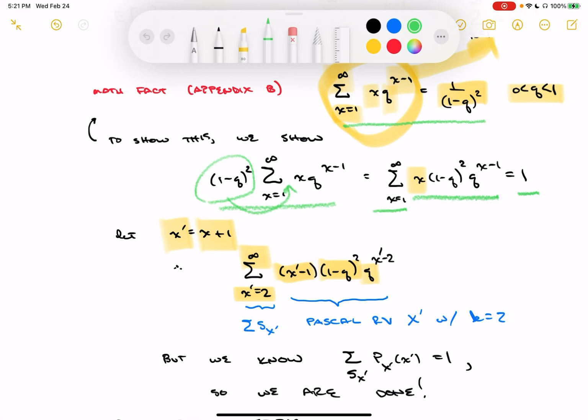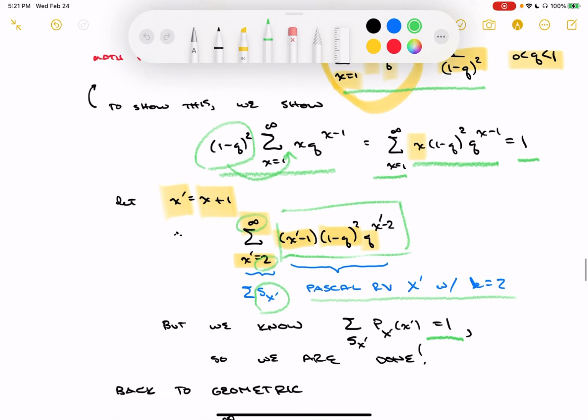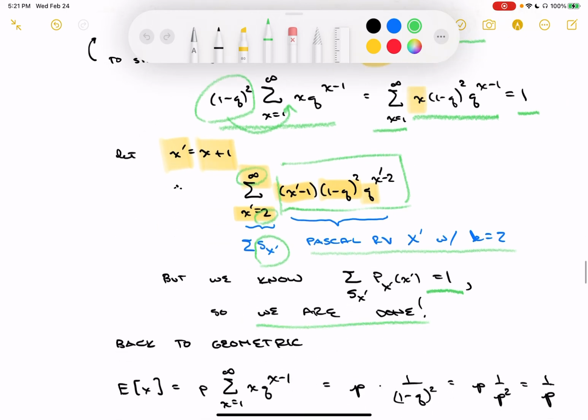Well, if I look just inside that sum and compare it to some stuff that I know, I can recognize this as a Pascal random variable x prime with the parameter k set equal to 2. And going from 2 to infinity is just the range space. So we're summing over the range space of a PMF. What do we know about all PMFs when they're summed over the range space? They have to be equal to 1. And that basically finishes out my proof, right?